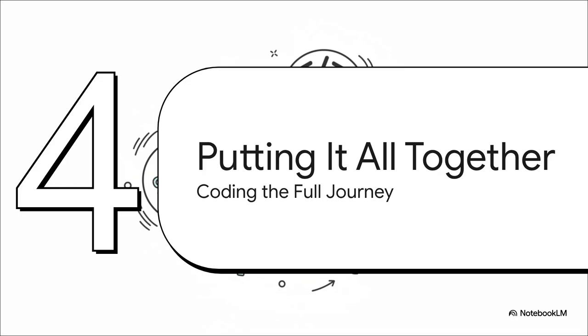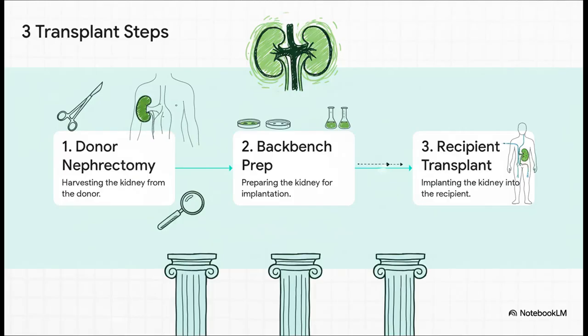Okay, let's take a deep breath. We've walked through all 3 stages now. So let's step back for a second and put this whole journey together so you can see the big picture. This is how you're going to approach these cases every single time. So let's lock this in. 1, the donor nephrectomy. That's getting the kidney. 2, the backbench prep. That's getting the kidney ready. And 3, the recipient transplant. That's giving the kidney its new home. These are the 3 pillars of coding for a renal allotransplantation. Each one is a separate part of the process, and each one is reported separately.